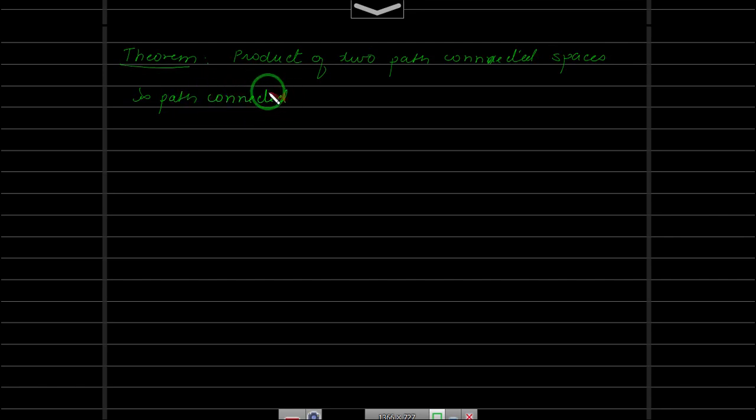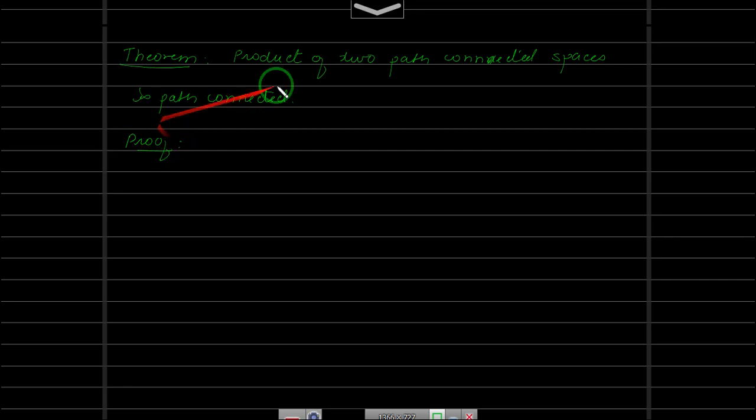So again let us take a theorem. The product of two path connected spaces is path connected. Okay. So let's prove this.